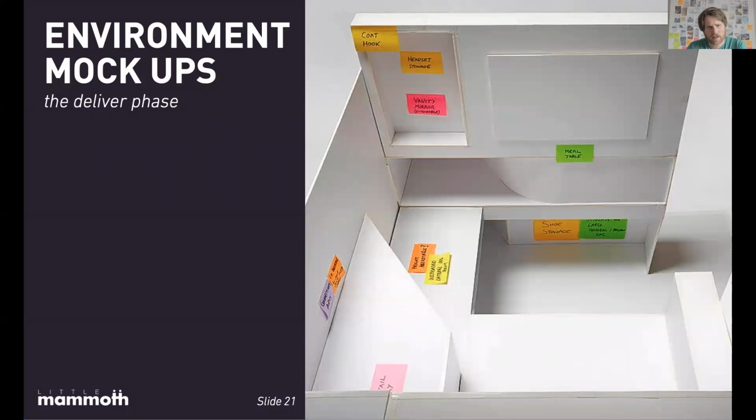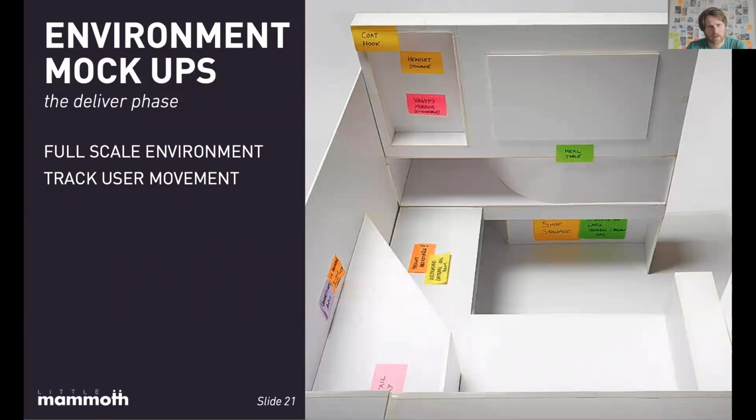When we move into designing physical spaces and services that require people to move around environments, we use things called environmental mockups, and they're often a full scale environment. They help us track the movement of a user within that space. And they allow us to understand any ergonomic considerations. So access, for instance, is there enough space for someone to move around in there, but also to consider design for disability as well, which is very important when we're talking about public spaces.